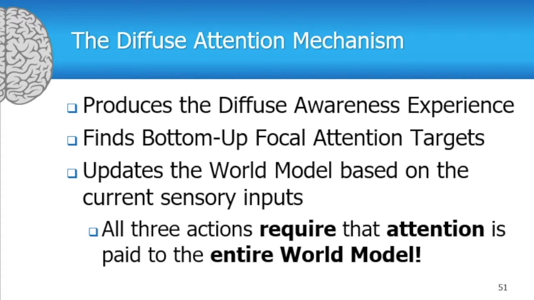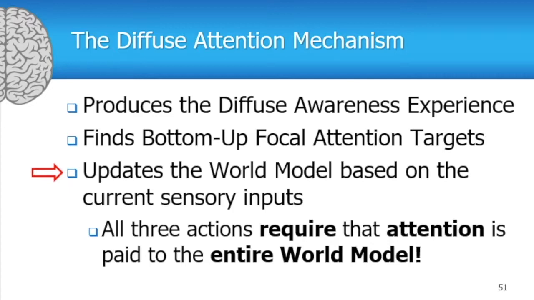So my proposal is that the diffuse attention mechanism produces the diffuse awareness we have of the entire world, and it finds bottom-up focal attention targets anywhere in the world, and it updates any part of the world model with the current sensory information. This is why the diffuse attention schema must have arrows that point to the entire world model. All three of these functions require that.